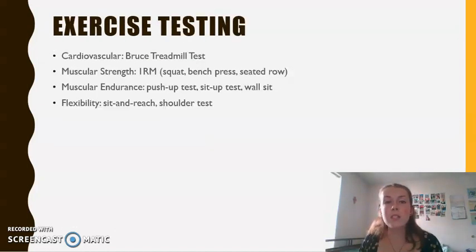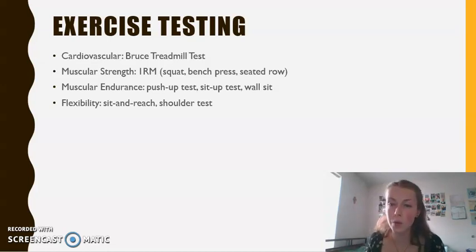So we're going to give her a little test. We're going to do a Bruce treadmill test for her cardio. We're going to give her some 1RM testing, some muscular endurance testing, and some flexibility testing, because flexibility should be included in all workout programs.